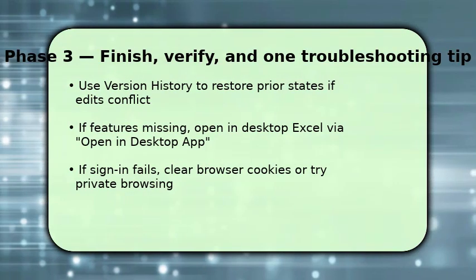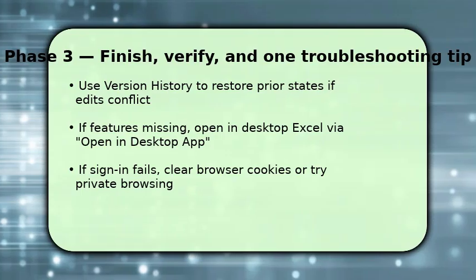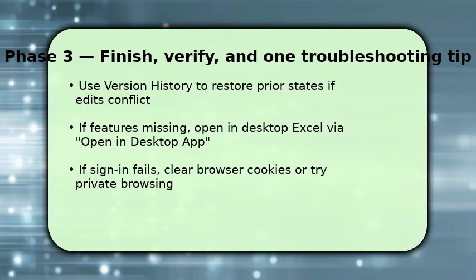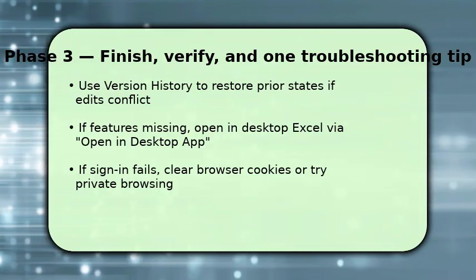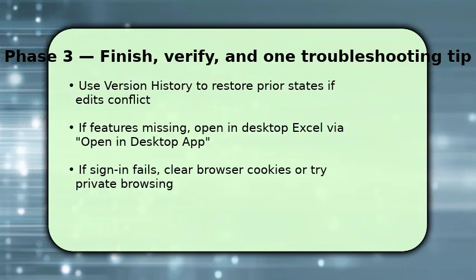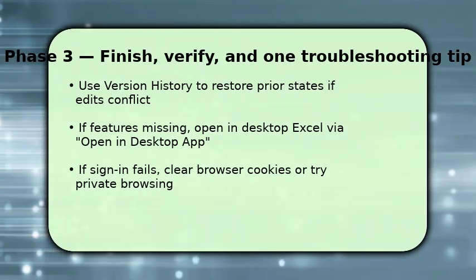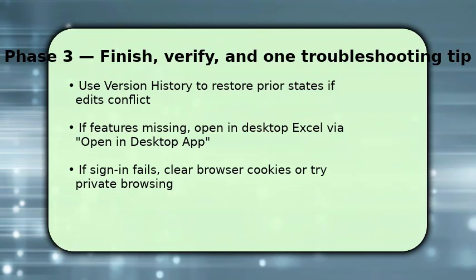You finish by verifying edits, confirming autosave saved your changes, and checking version history to restore earlier versions if something went sideways. If a complex feature or add-in is unavailable, click Open in Desktop app so Excel's full features handle it. This preserves the cloud file.